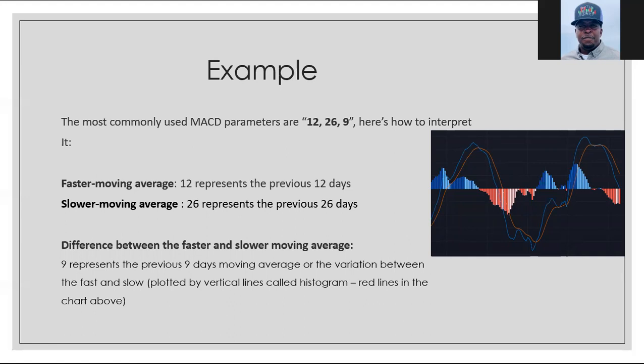Here's how we interpret this. Write this down. The faster moving average is 12, which represents the previous 12 days. The slower moving average is 26, which represents the previous 26 days. Let's get the difference between the faster and the slower moving average. 9 represents the 9-day moving average of the variation between the fast and the slow. It gives you the difference between those two EMAs, and it plots you a number.